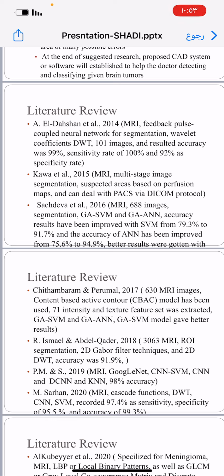So at the end of the suggested research, a proposed CAD system or software is established to help the doctor detect and classify given brain tumors. We will focus on the meningioma type of this brain tumor. However, it could be generalized.